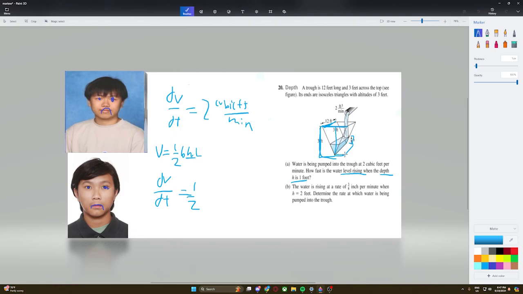You can make an argument that the length is always going to be the same. So L is constant. That leaves us with B and H. Let's see if B is constant. The base right here, well, it's smaller here. And H, well, it's clearly changing too. The only thing that's not changing is the length.